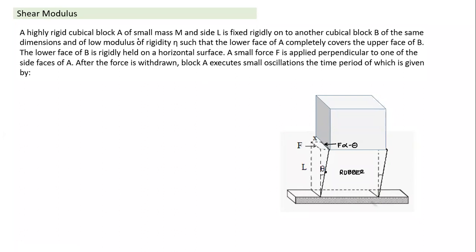A highly rigid cubic block of small mass m, inside length L, is fixed on the other cubic block B. So this is block B, and on top of it another mass A is placed.